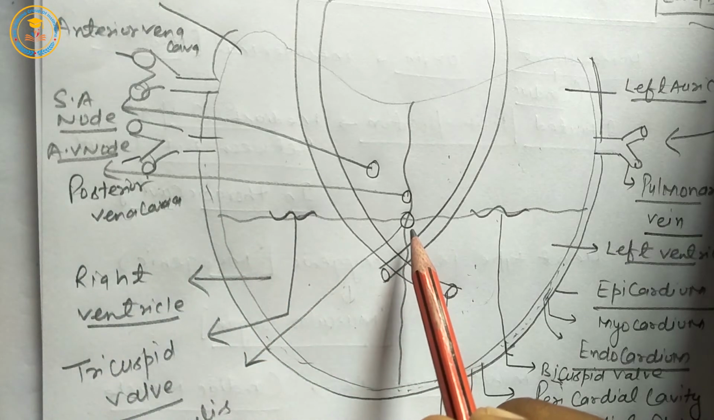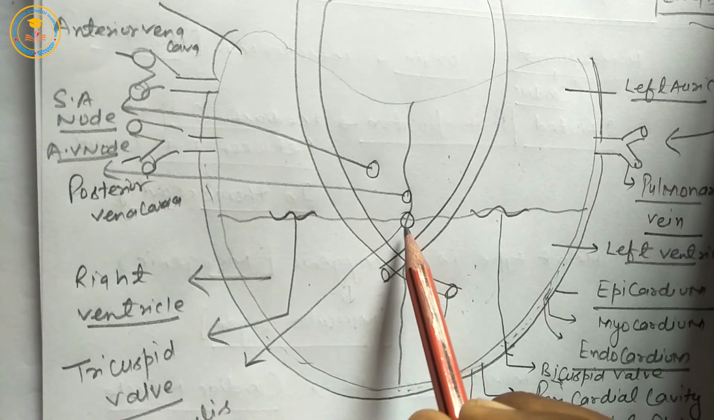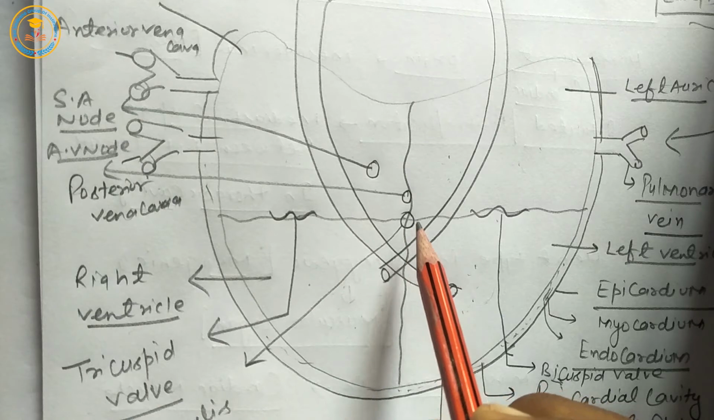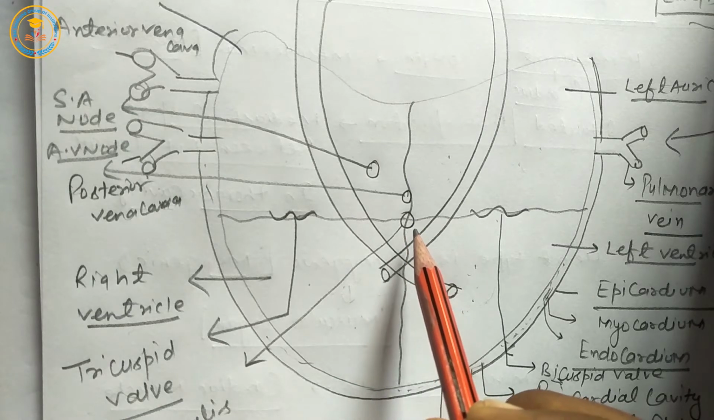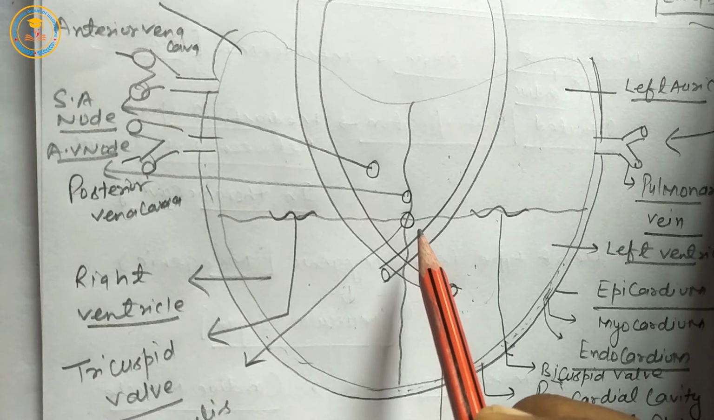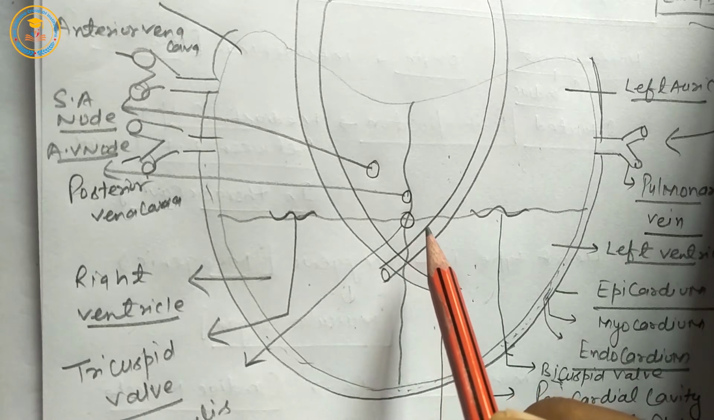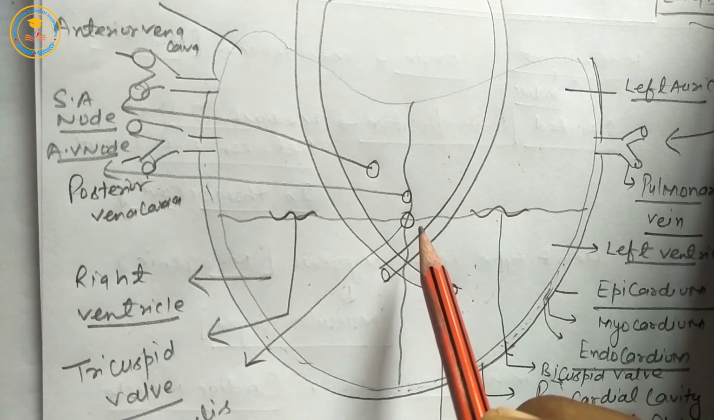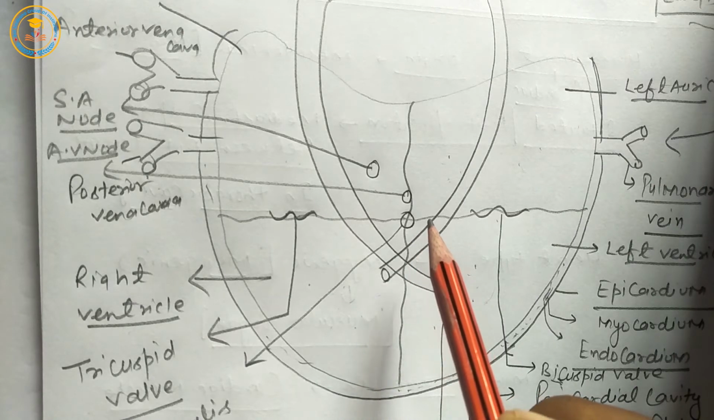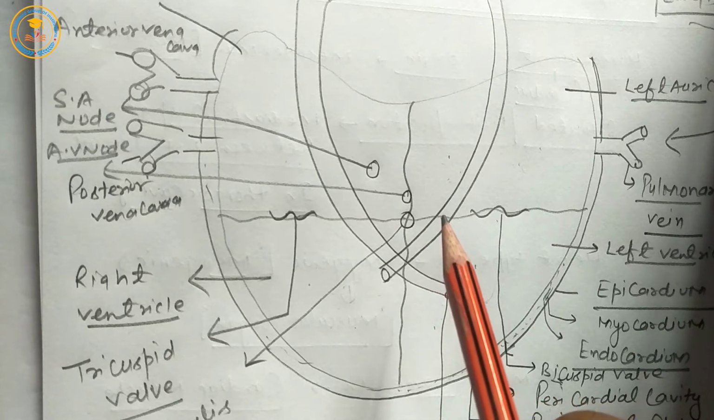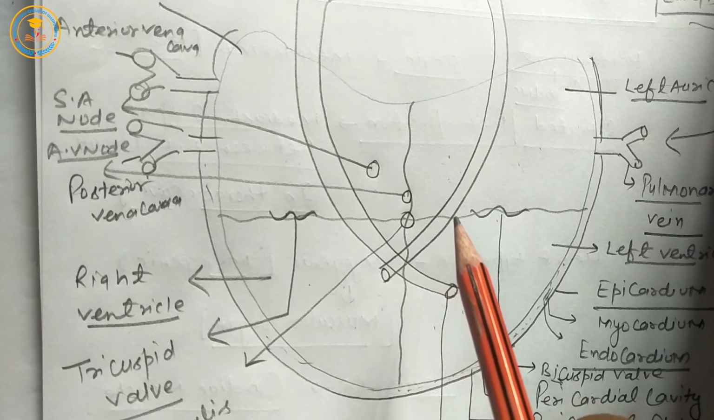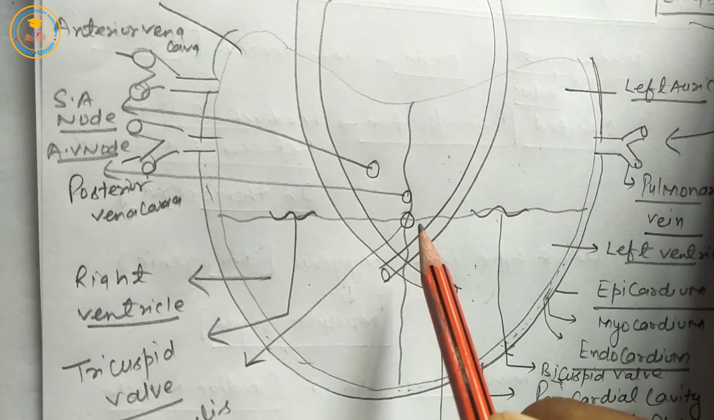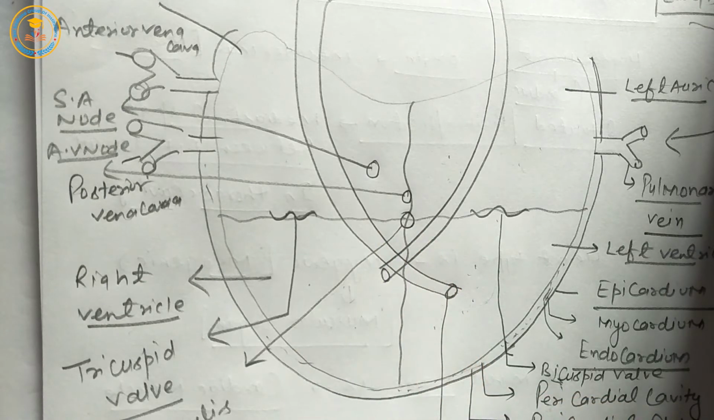Next, on the auricular and ventricular septum there is a specific oval pore-like structure. In the embryonic stage, this pore is open. It is called foramen ovalis. But after birth, this foramen ovalis pore is closed, so it is called fossa ovalis.